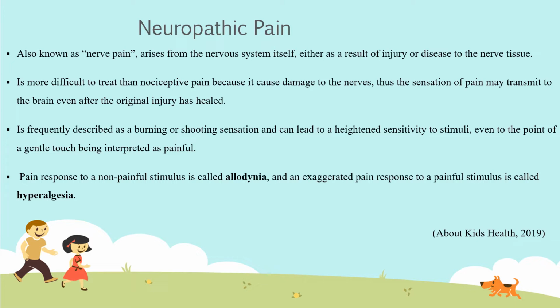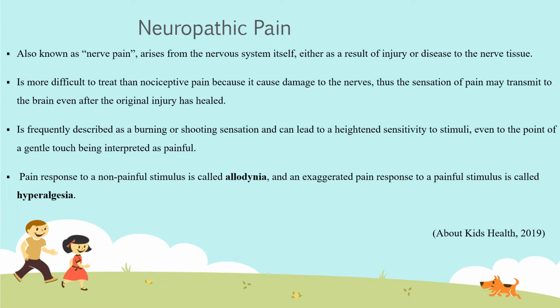Neuropathic pain, also known as nerve pain, arises from the nervous system itself, either as a result of injury or disease to the nerve tissue. It is more difficult to treat than nociceptive pain because it causes damage to the nerves themselves, thus the sensation of pain may transmit to the brain even after the original injury has healed.